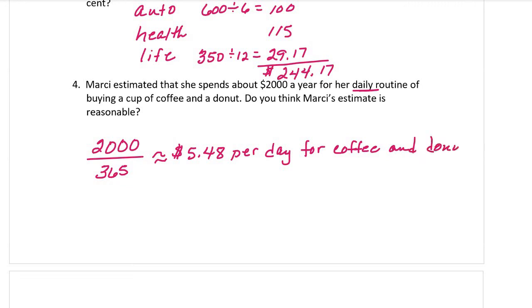Now the question is, do you think that she is reasonable in her estimate? And $5 is not an unreasonable estimate. I think that that's about how much you would expect to spend for coffee and a donut at a coffee shop. So Marcy's estimate is reasonable. Now, keep in mind, the question is not whether you think it's reasonable for her to actually spend that every day and to end up spending $2,000 a year on coffee and a donut, but is her estimate reasonable? And the answer is yes.